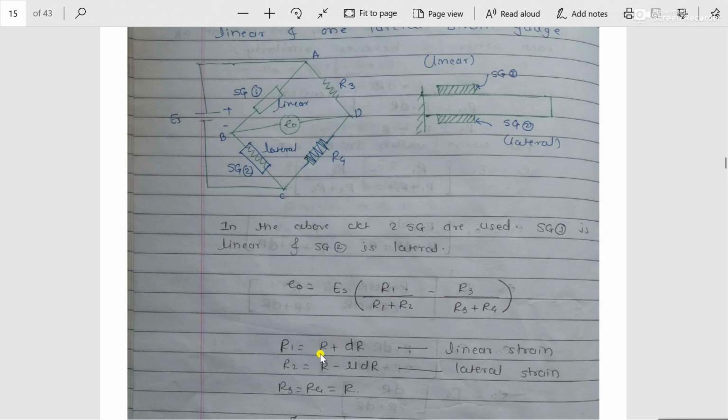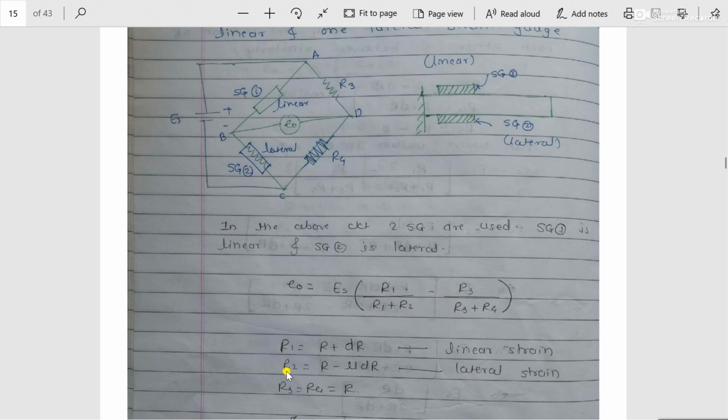This capital R represents the resistance of the strain gauge before application of load. Then this delta R represents the change in resistance which is taking place after application of load. And this plus sign represents that tension of strain gauge 1 is taking place, because if you go through this particular cantilever beam, strain gauge 1 is pasted at the top side and the top portion of the cantilever beam is subjected to tension. Therefore here I have taken the plus sign as an addition of both resistances.